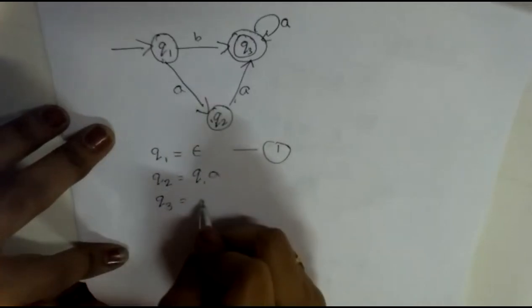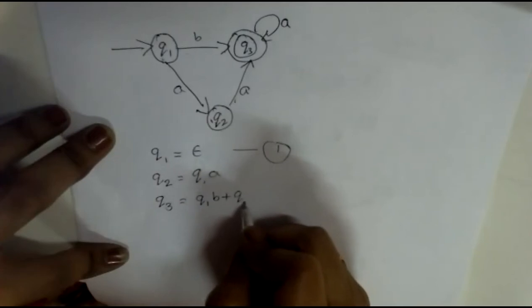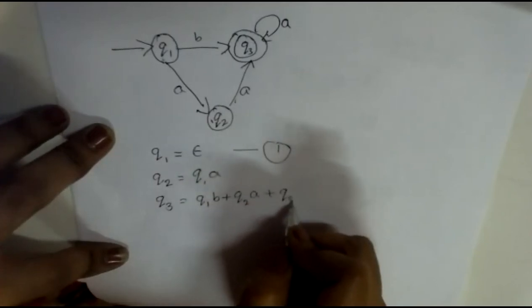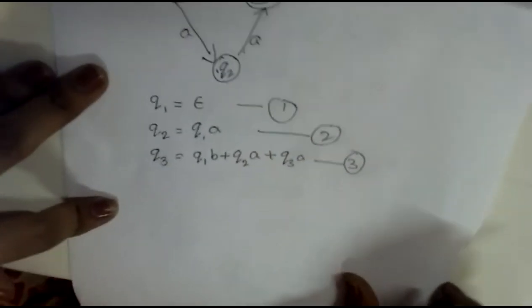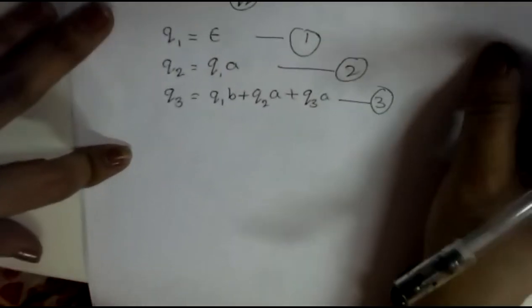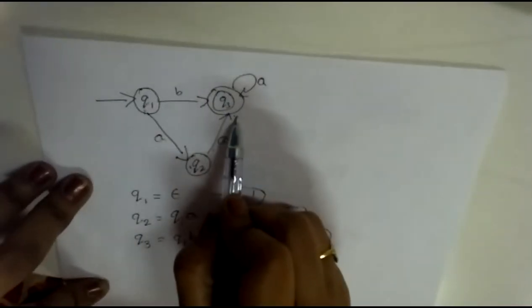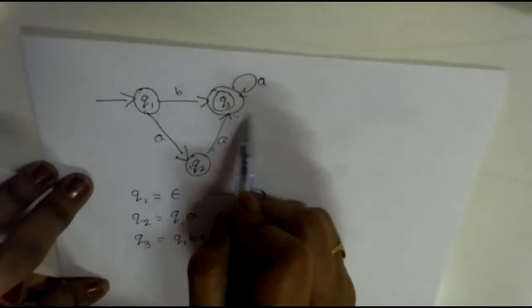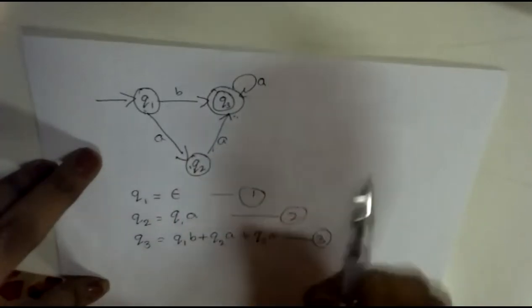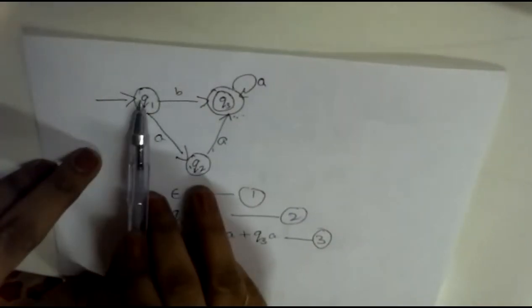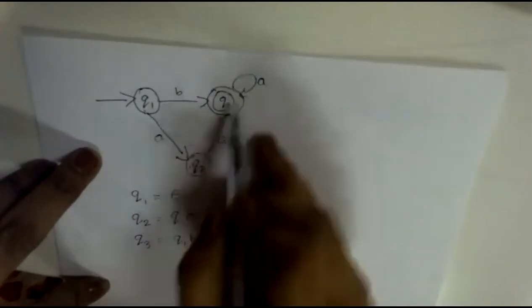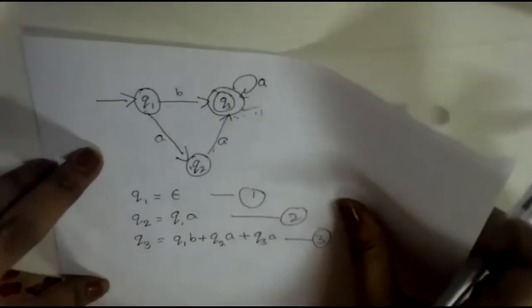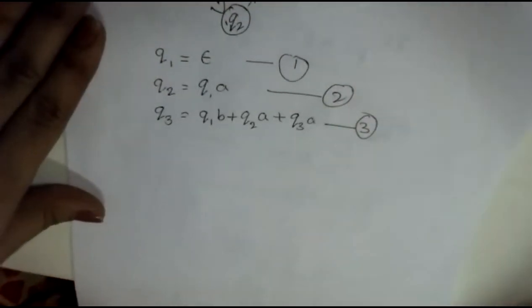So it is Q1B, Q2A and Q3A. This is my equation 2 and this is my equation 3. The final state is Q3. Whatever answer we get, it should be in the form of Q3. Maybe for intermediate results we may get results in Q1 and Q2, but after substitution the answer should be in Q3. Can anyone suggest what we can substitute?